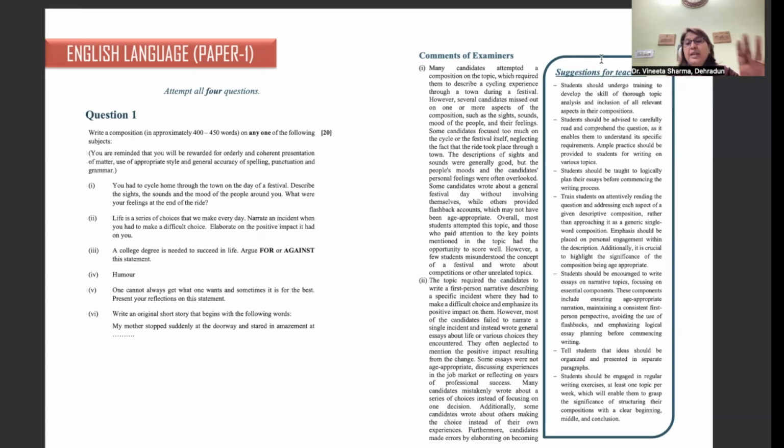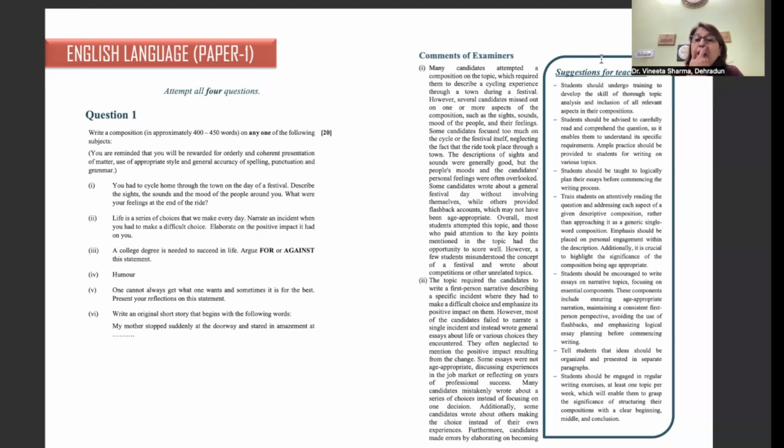So no, let me tell you, because I myself also went for correction. What happened? One of the students, instead of writing about a festival, wrote about a marriage, and his own marriage. That is not possible. So please write things that are age appropriate. Overall, most students attempted these topics, and those who paid attention to the key points mentioned in the topic had the opportunity to score well. However, a few students misunderstood the concept of a festival and wrote about competitions or other unrelated topics.